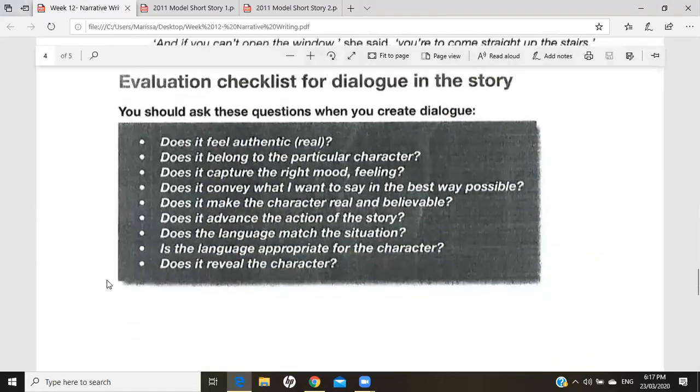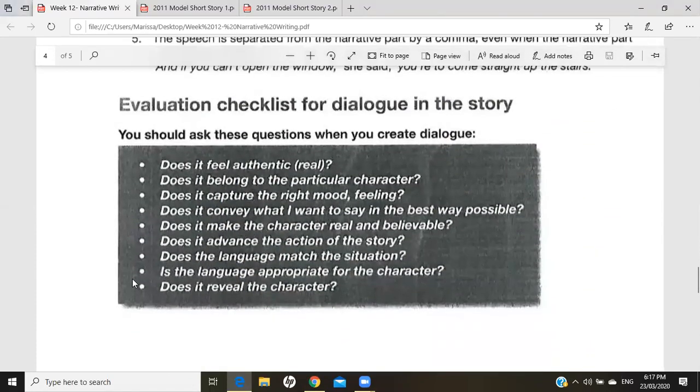And the evaluation checklist for dialogue in the story. So you should ask these questions when you create dialogue. Does it feel authentic or real? Remember, whatever the character is saying, you want it to be as realistic as possible. You want the reader to be able to understand what is being said. So it must be authentic. Sometimes you hear somebody say something and you're like, oh, that's so fake, or it's not believable. So when the characters are speaking, you want it to be very believable and real.